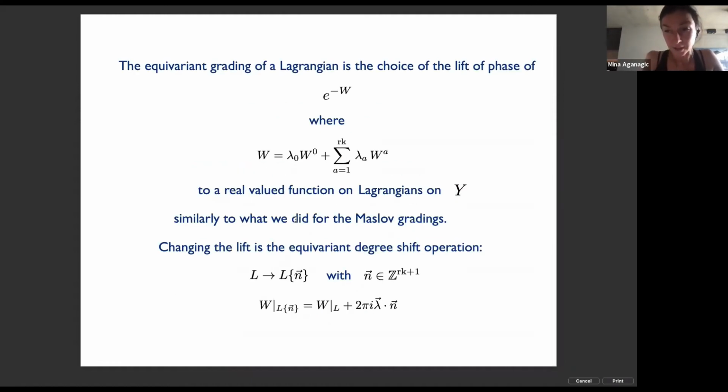The equivariant grading of a Lagrangian is defined analogously to the Maslov grading. It is the choice of a lift of the phase of e to the minus the Landau-Ginzburg potential to a real valued function on the Lagrangian, assuming the lambdas are real, similar to what we do for the Maslov gradings. And changing the lift is an equivariant degree shift operation. Remember, W has logarithms, and changing the branch of the logarithms shifts W like this. That shift is the change of the lift of W and the shift in equivariant grading of the Lagrangian.